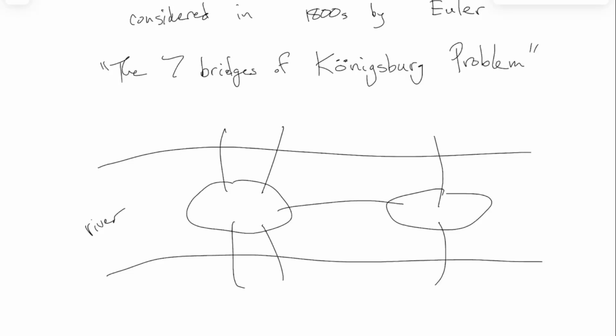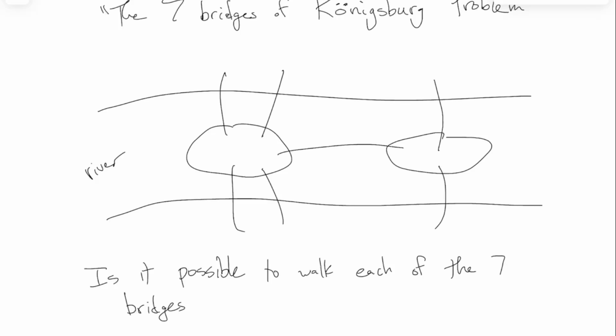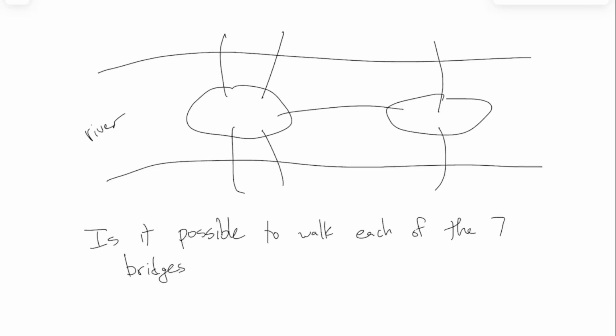And one thing that people used to chat about is this question. Is it possible to walk each of the 7 bridges exactly once? You could phrase this in terms of a pub crawl, which people often do. Can you start at the bar down here at the bottom and walk across each bridge one time so you don't miss any and you also don't repeat any? Can you walk each of the 7 bridges exactly once, no repeats, and end up where you started? This was a popular thing that people used to talk about.